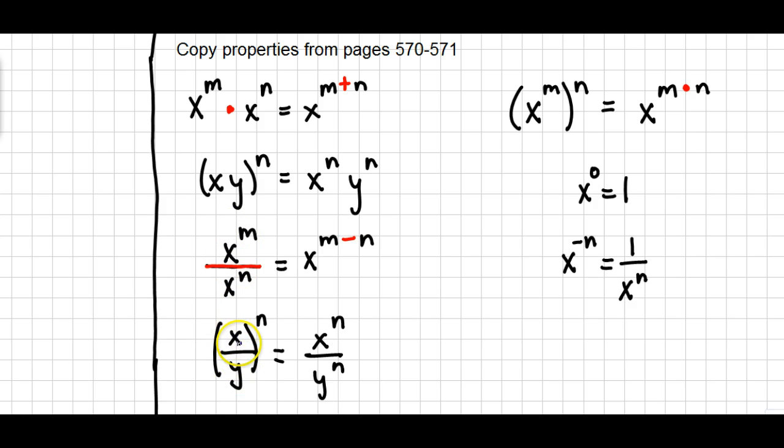Here, if you've got two different bases being raised to a power, that power can get put with each piece, top and bottom, separately. Keep in mind that when you raise to the 0 power, you always get 1. And don't forget, when you have a negative exponent, that will take the reciprocal of the base.